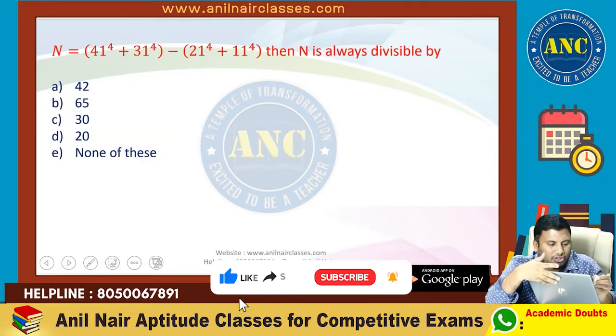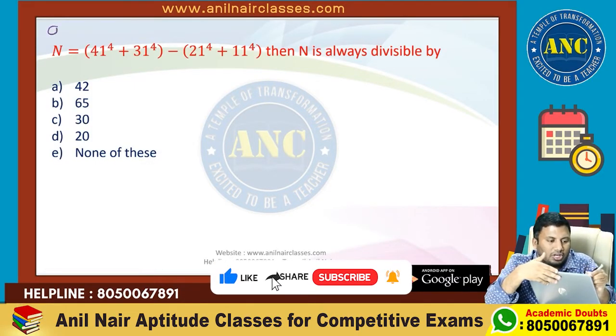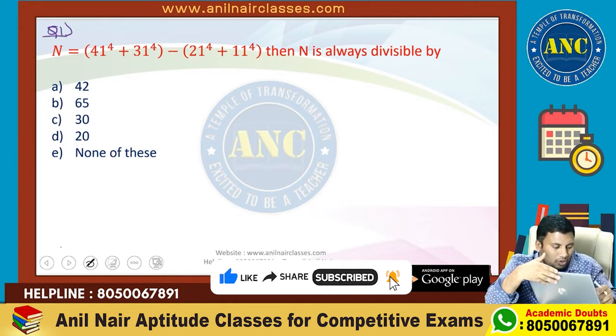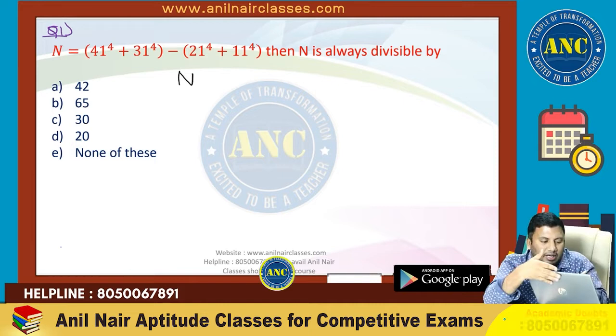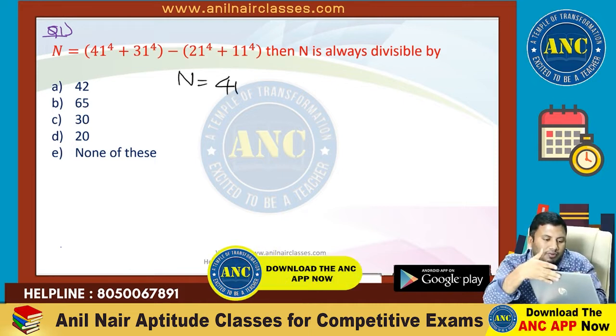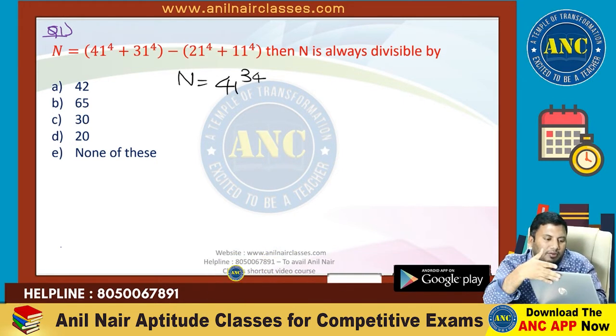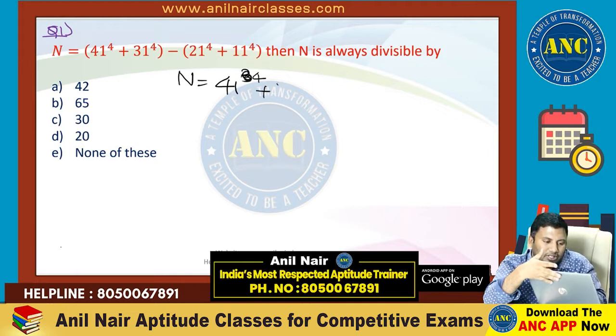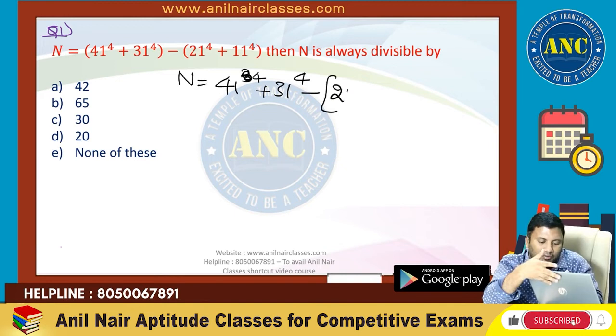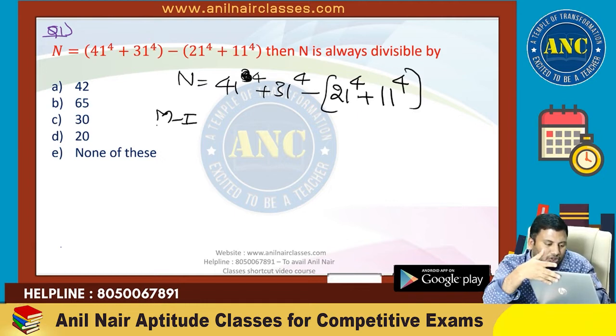Please see the first question. Question number 1. There is a number N equivalent to 41 power 4 plus 31 power 4 minus of 21 power 4 plus 11 power 4. Generally, I will tell you method 1, the students' approach.